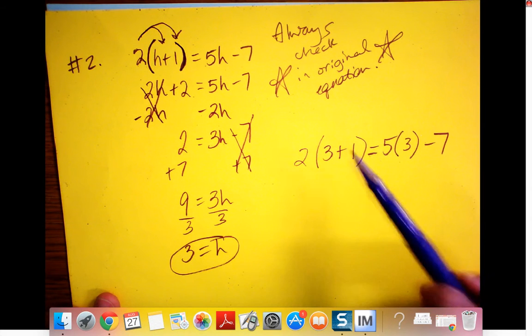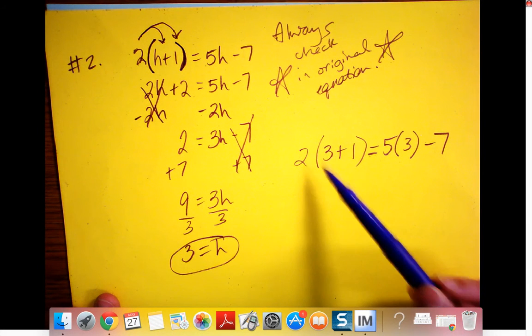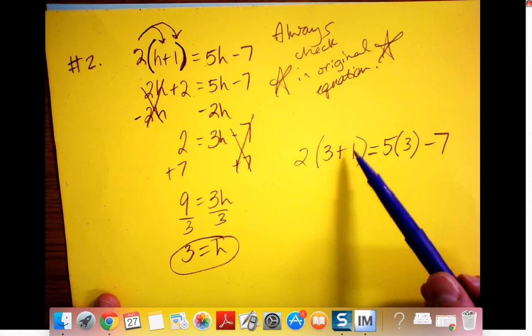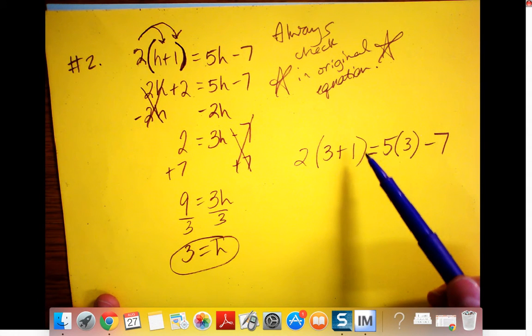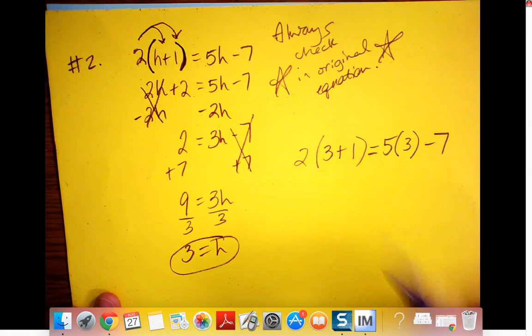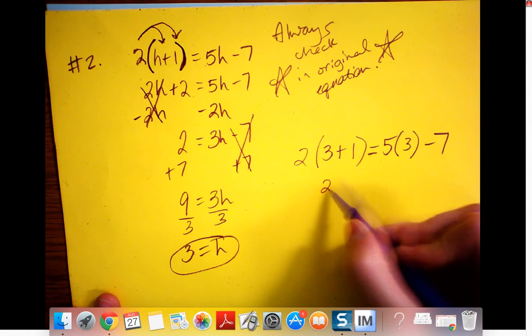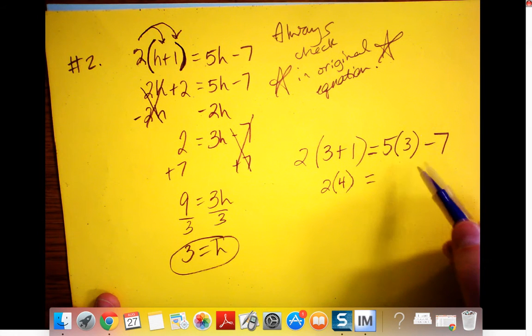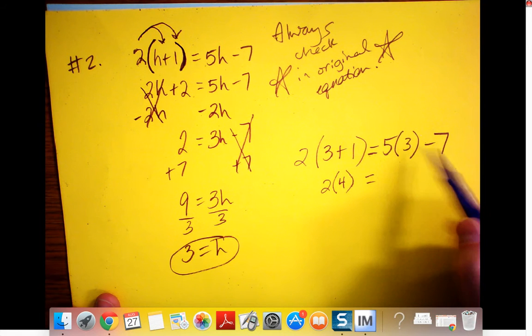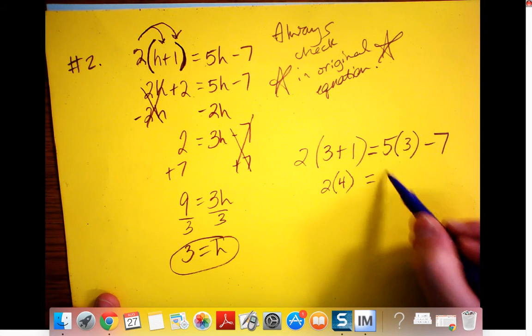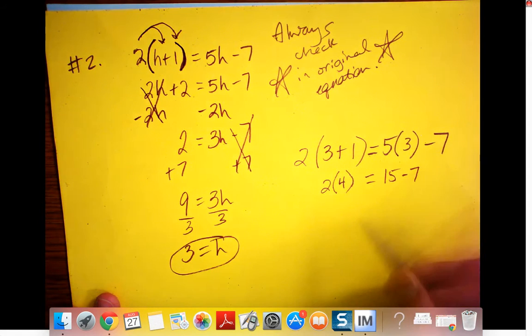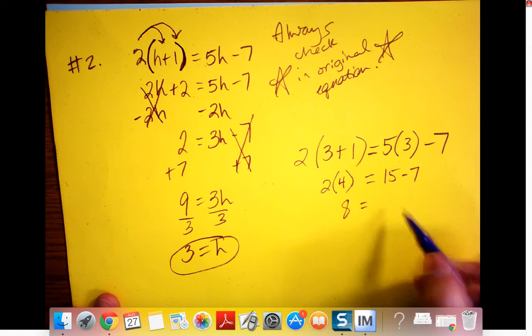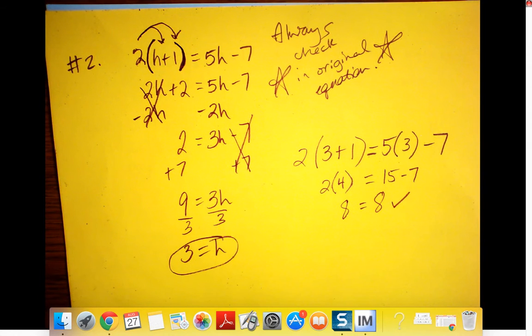Now, we have the 2 times this group here, but we can simplify 3 plus 1, so we're going to do that first. 3 plus 1 is 4. According to order of operations, we have to multiply before we can subtract. So that's 15 minus 7. 2 times 4 is 8, and 15 minus 7 is 8. And we are correct because 8 does equal 8, and it always will. This is true.